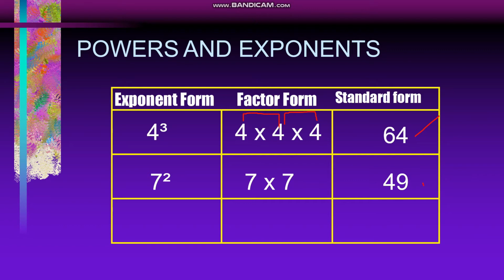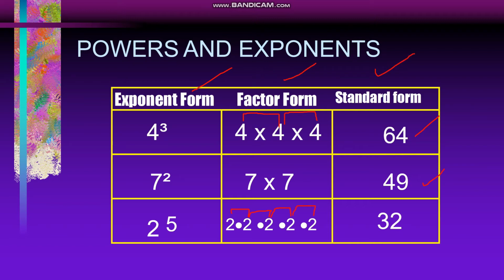Next, 2 to the fifth power. It means we're going to multiply 2 five times: 2 times 2 times 2 times 2 times 2. So 2 times 2 is 4. 4 times 2 is equivalent to 8. 8 times 2 is 16. And 16 times 2 is equivalent to 32. So those are the exponential form, the factor form, and the standard form.